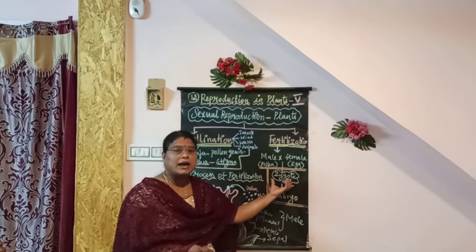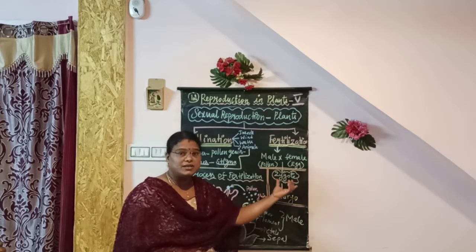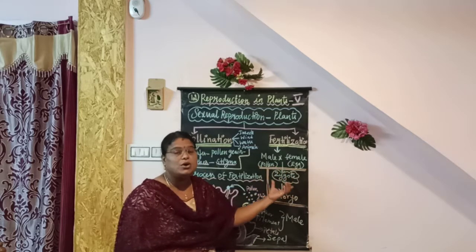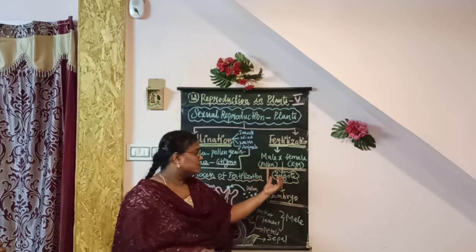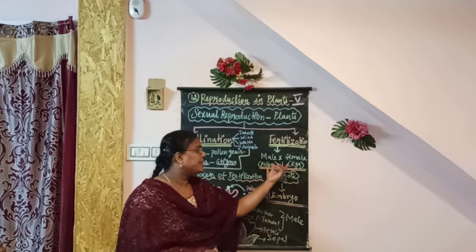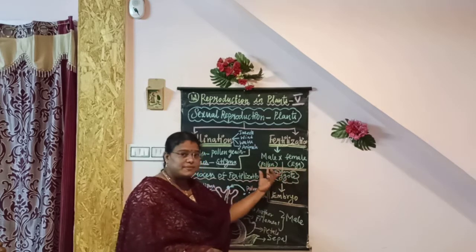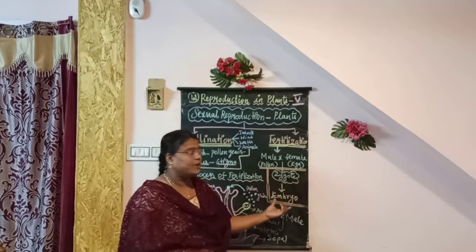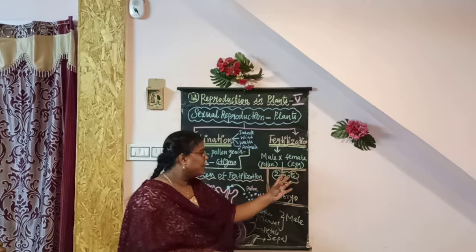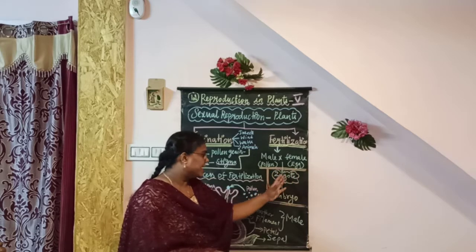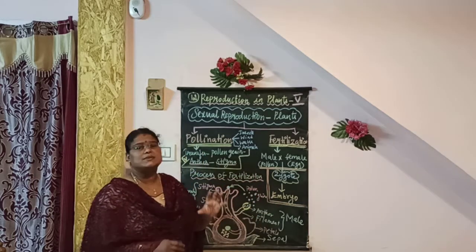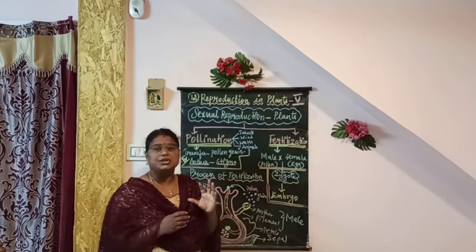So after fertilization, zygote is formed. Zygote is a fusion product or fertilization product. So zygote is formed by the fusion of pollen grain and egg. From zygote, embryo is formed. Zygote is a fusion product of male gamete and female gamete, and from zygote, embryo is formed. So this is fertilization. Now we will see the process of fertilization, how fertilization takes place.